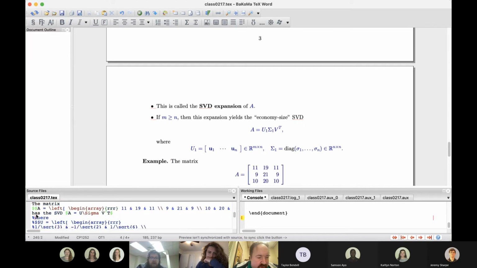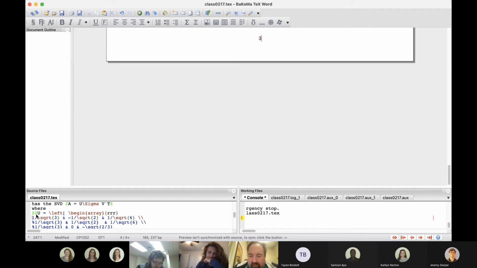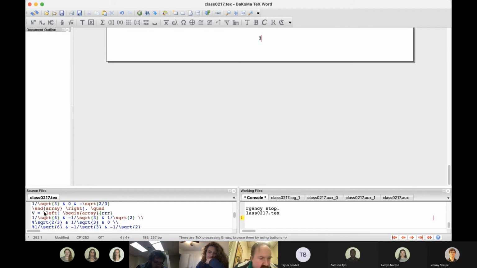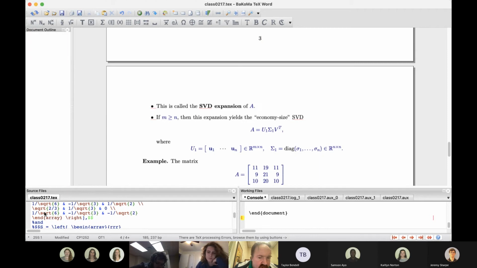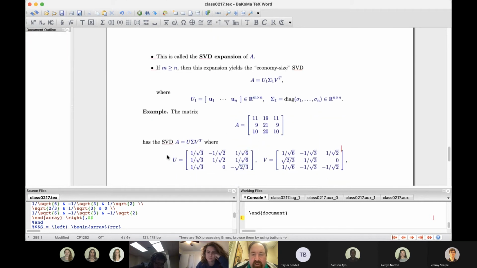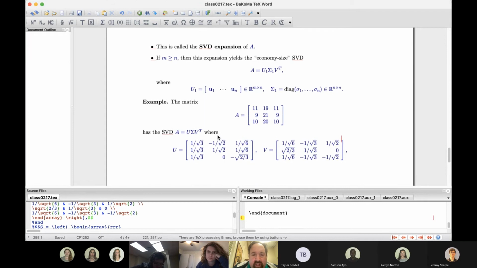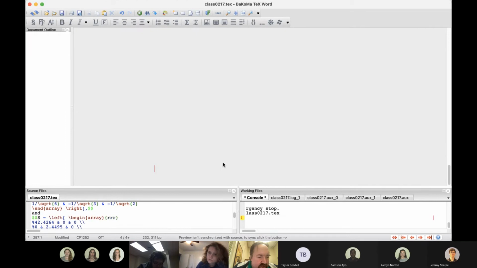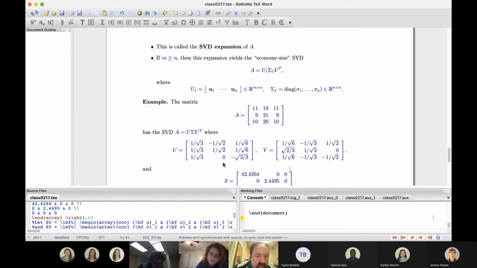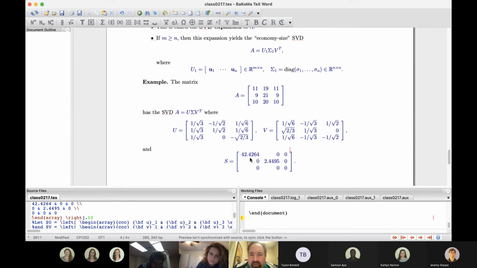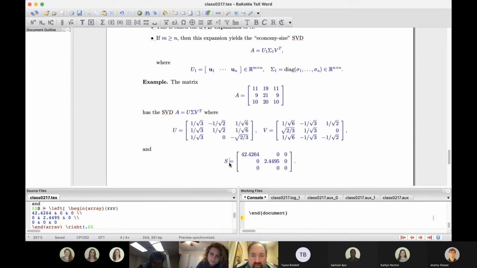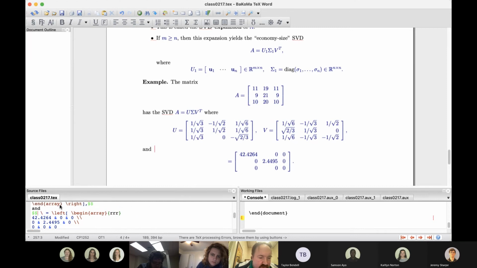I'll show you an example involving a specific matrix. All right, so here's a given matrix A. And if I compute the singular value decomposition, here's U and V, orthogonal matrices, and the singular values are here. So this is S, or sigma. Oh, that should be a sigma. Great, never a mistake in the book.